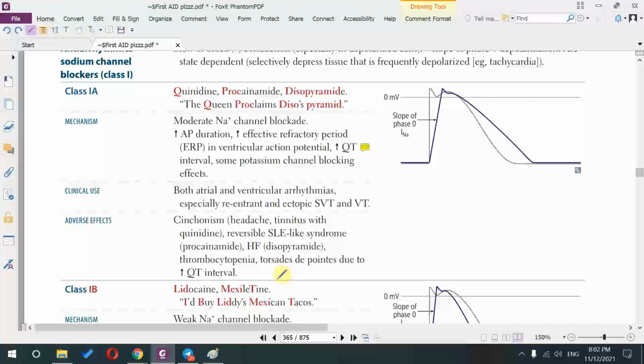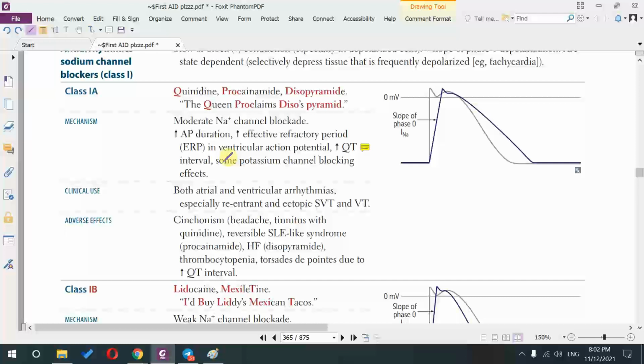So you can see here they write the clinical use: it can be used for both atrial and ventricular arrhythmias. How can I differentiate between an atrial and ventricular arrhythmia? Which area of the ECG do I look at? The QRS complex. If it is wide, it's ventricular. If it is narrow, it is atrial. Wide is more than 3 small boxes, narrow is less than 3 small boxes. One small box is 40 milliseconds. Okay.